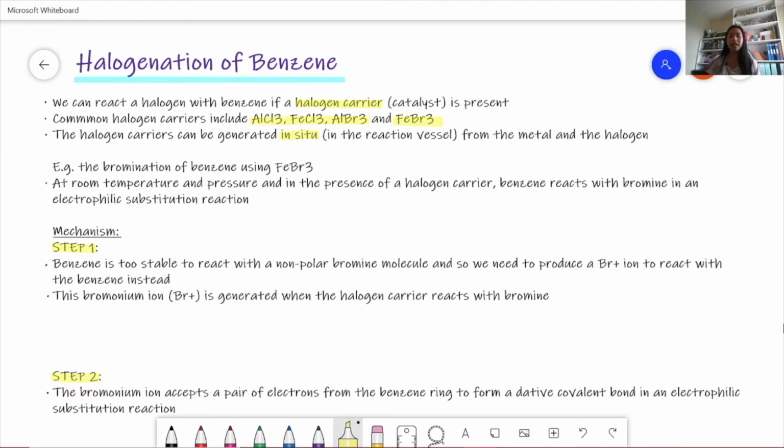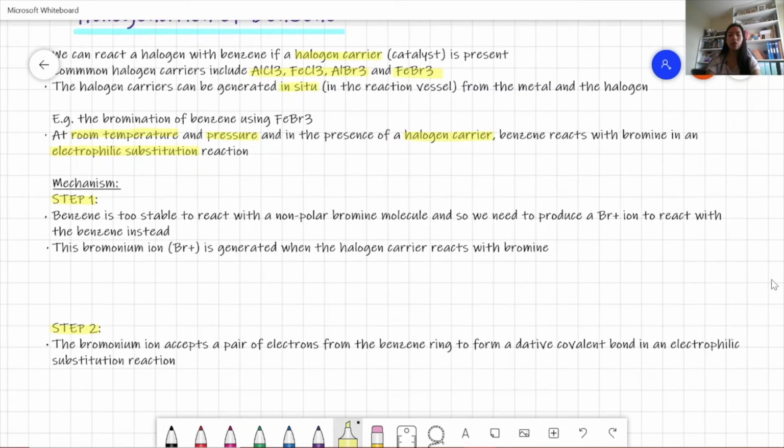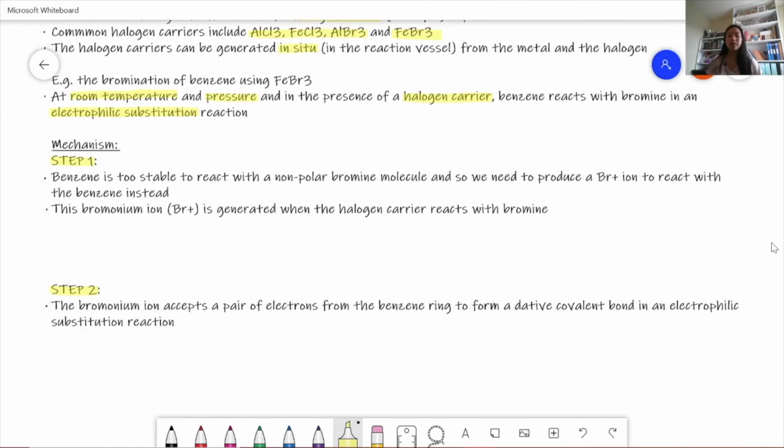The example we're going to look at is the bromination of benzene using iron bromide. At room temperature and pressure, and in the presence of this halogen carrier, in this example iron bromide, benzene reacts with bromine in an electrophilic substitution reaction. So we're substituting a hydrogen, so H+ comes out with bromine. The mechanism actually comes in 3 steps. Step 1 happens because benzene is too stable to react with a non-polar bromine molecule, because when we think of bromine, we have Br2.